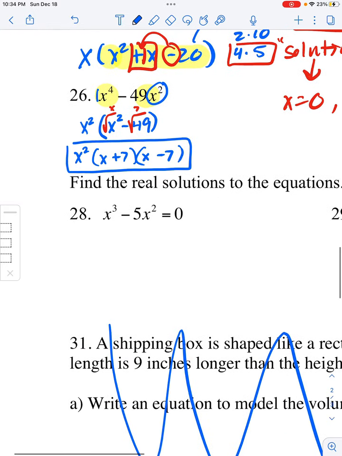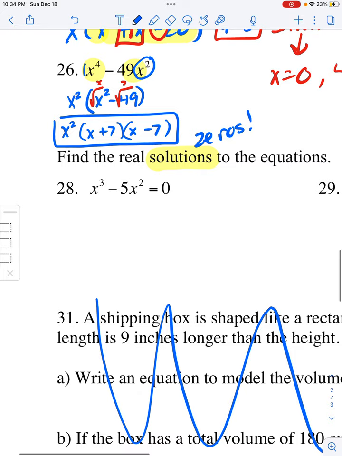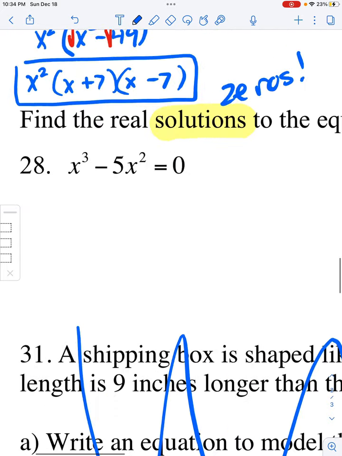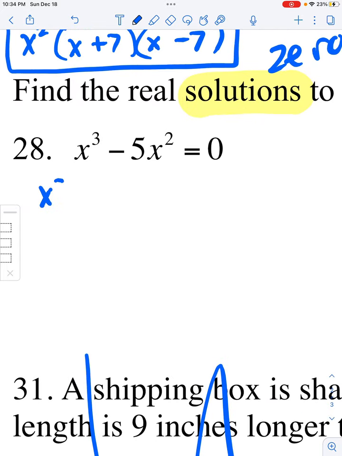Okay, so here it's asking for the real solutions. That means we have to find our zeros, but you still have to find the factors first. That's how we're doing this. So I'm going to go ahead and find my GCF, which is going to be an x squared, leaving me with 1x here and then a minus 5.